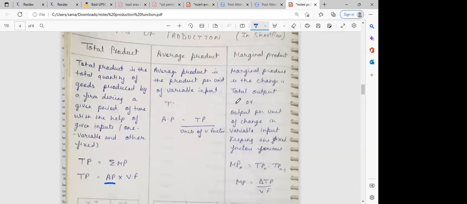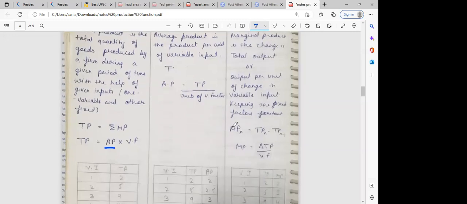Marginal product is the change in total output. I already told you about change. For example, you have 10 rupees. Now you have 25 rupees. So what is the change? 25 minus 10, you got 15. So that is the change. That is your marginal product. Or you can say it is the output per unit of change in variable input. Whatever next output you are getting due to a change in the variable factor, that is known as marginal product.